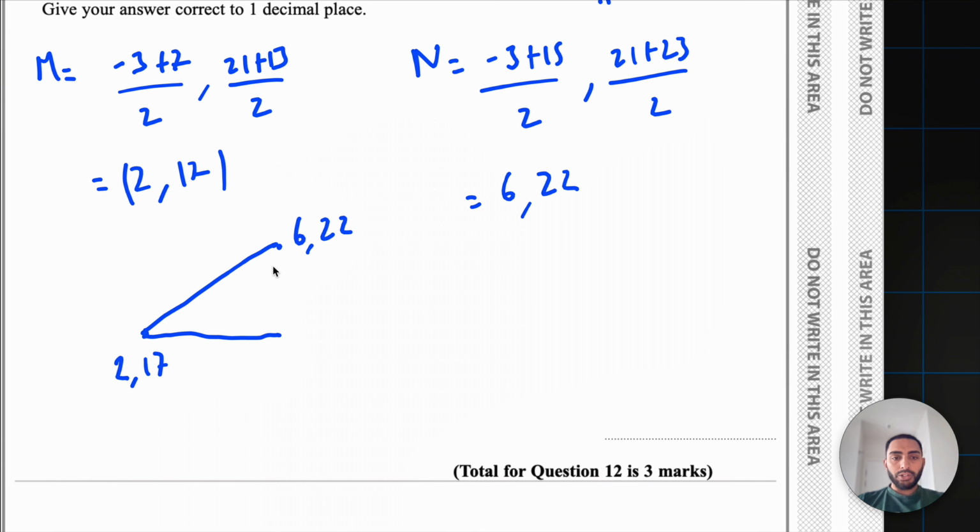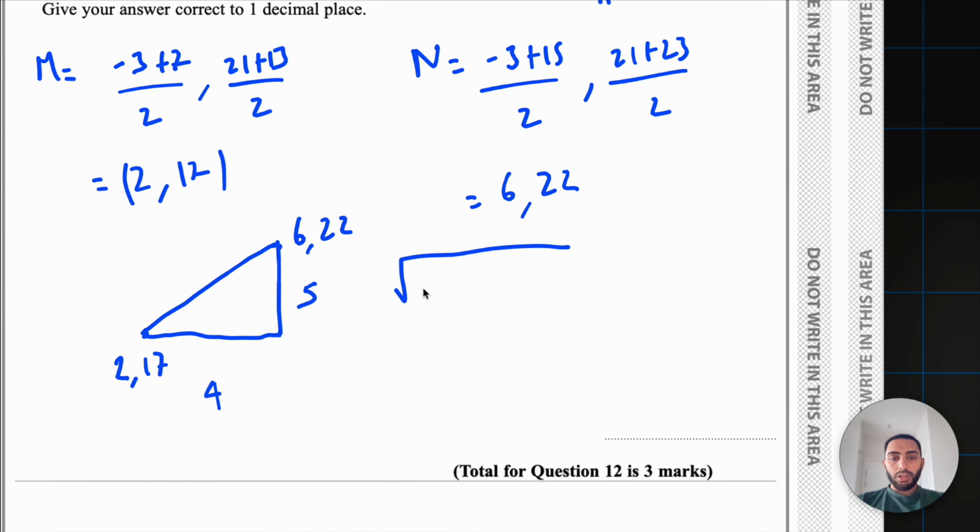So I'm going to draw a right angle triangle. I'm going to work out what this distance is here. So from 2 to get to 6, that's a distance of 4. And from 17 to get to 22, that's a distance of 5. So the formula for Pythagoras, a squared plus b squared equals c squared. Or you can just square them, add them together, and square root them.